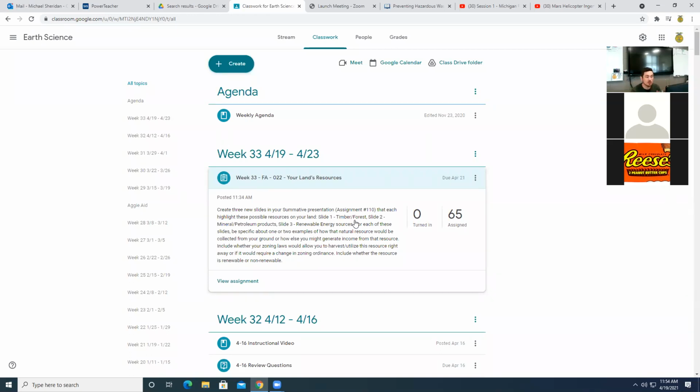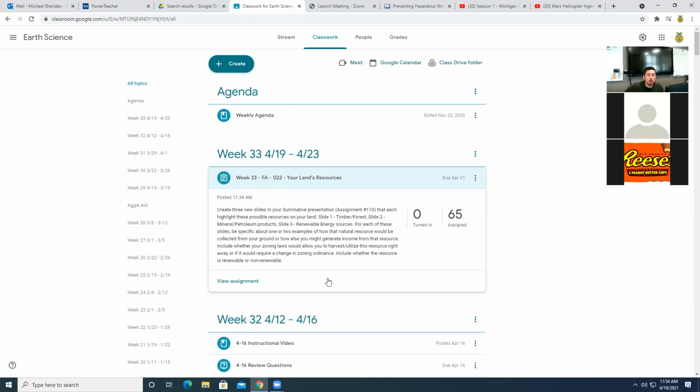More likely, it's going to take you 2 or 3 slides for each one of these things to do them correctly. We've talked a lot about how we design slides, meaning that we're using bullet points, we're not adding a ton of text, and we're using images of some kind. So you need to make these slides interesting to look at and easy to digest. That's the point. So if it takes you 2 or 3 slides to do timber forest, 2 or 3 slides to do mineral petroleum products, and 2 or 3 slides to do renewable energy sources, that's okay. But you can't put all 3 of these on one slide. That's not okay. So you need to have at least 3 slides that are titled with these 3 things.